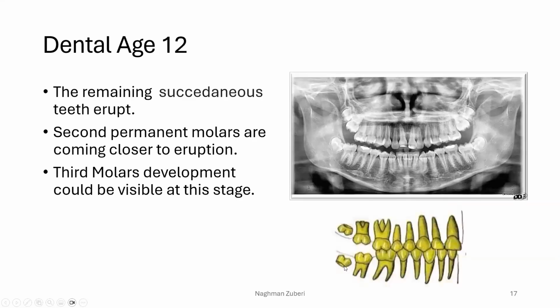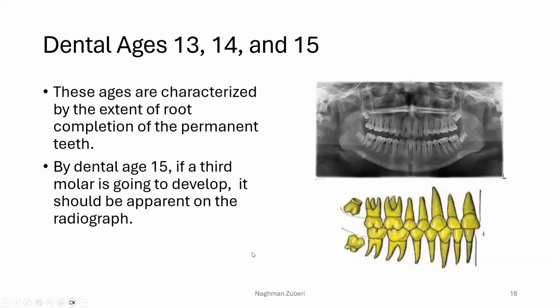Dental age 12: the remaining succedaneous teeth erupt. Second permanent molars are coming closer to eruption. Third molar development could be visible at this stage. Dental ages 13, 14, and 15 are characterized by the extent of root completion of the permanent teeth. By dental age 15, if a third molar is going to develop, it should be apparent on the radiograph.